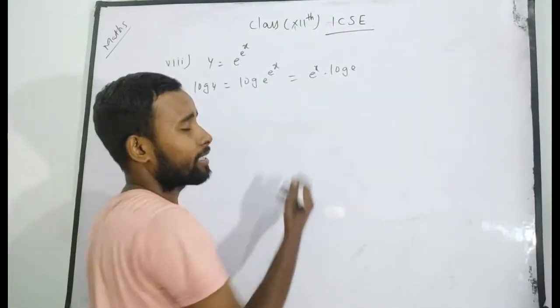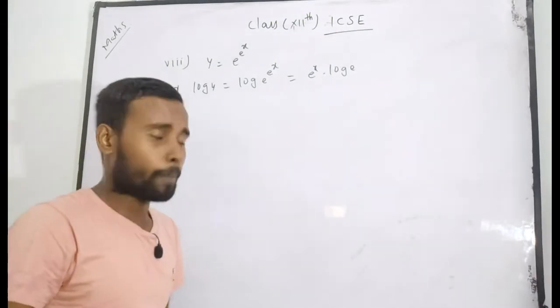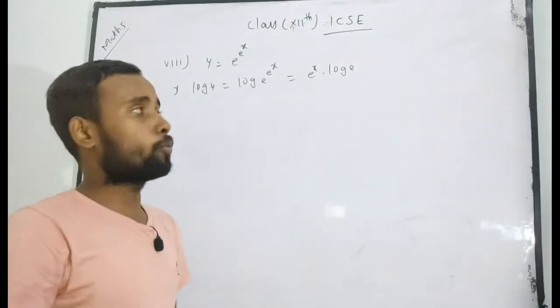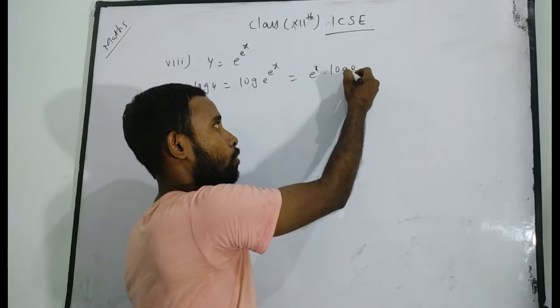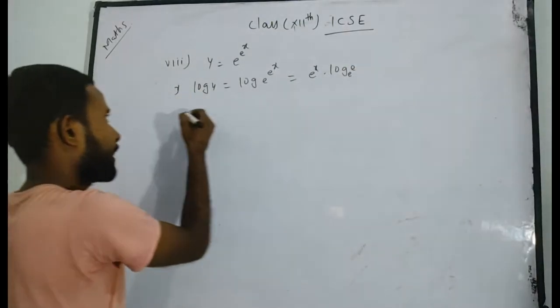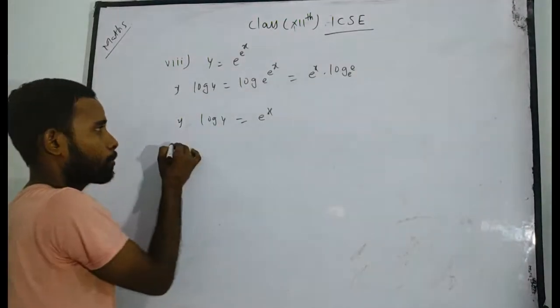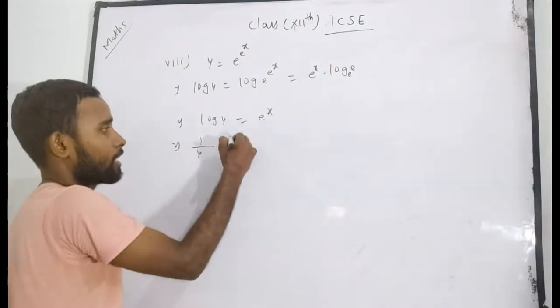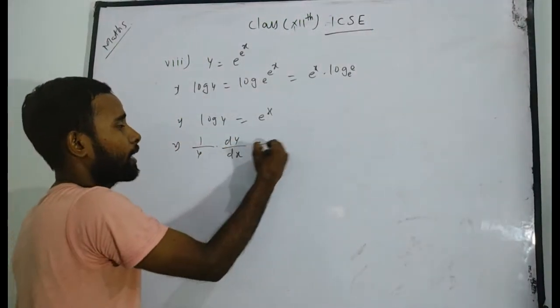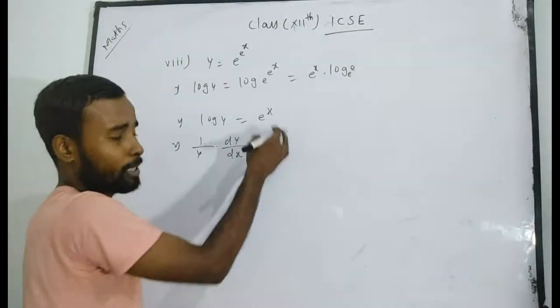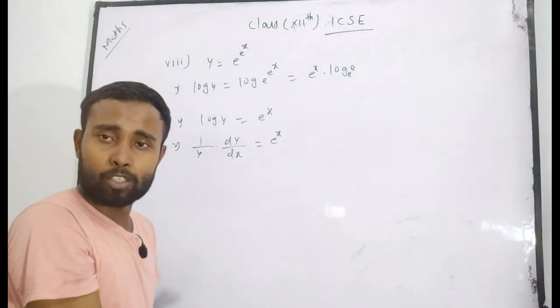As you know, in whole calculus, unless it is given otherwise, you will always use base e. So log e to the base e will be 1. So finally you will get log y is equal to e to the power x. Now you have to differentiate on both sides with respect to x. You will get 1 upon y dy/dx is equal to e to the power x, because the derivative of e to the power x with respect to x will be again e to the power x.